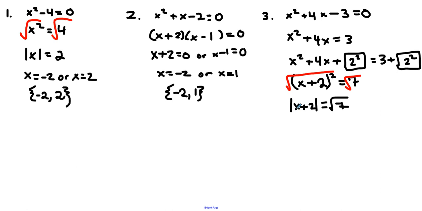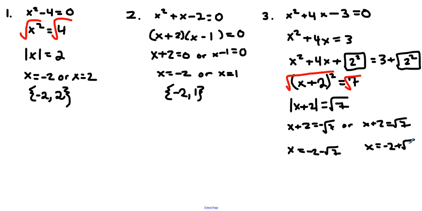So my solutions I can get by saying x plus 2 must equal a positive root 7 or a negative root 7. Subtract the 2 from both sides, and I get x equals -2 minus root 7. Subtract the 2 from both sides on this one, I get x equals -2 plus root 7, since that's a positive root 7. Put these in set notation, so -2 minus root 7 or -2 plus root 7 are the 2 solutions. So 3 different ways that you've learned so far to solve quadratic equations.